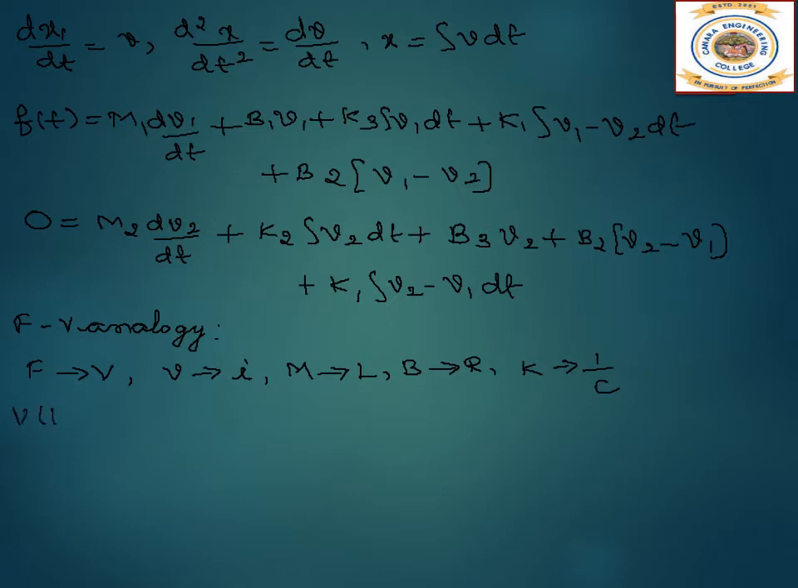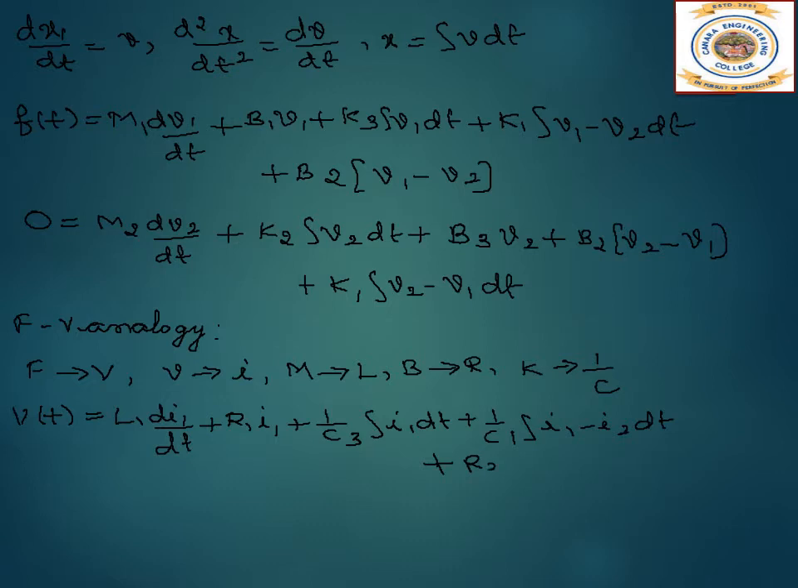First one we get V of t is equal to L1 di1 by dt plus R1 I1 plus 1 by C3 integral I1 dt plus 1 by C1 integral I1 minus I2 dt plus R2 into I1 minus I2. This is our first equation.